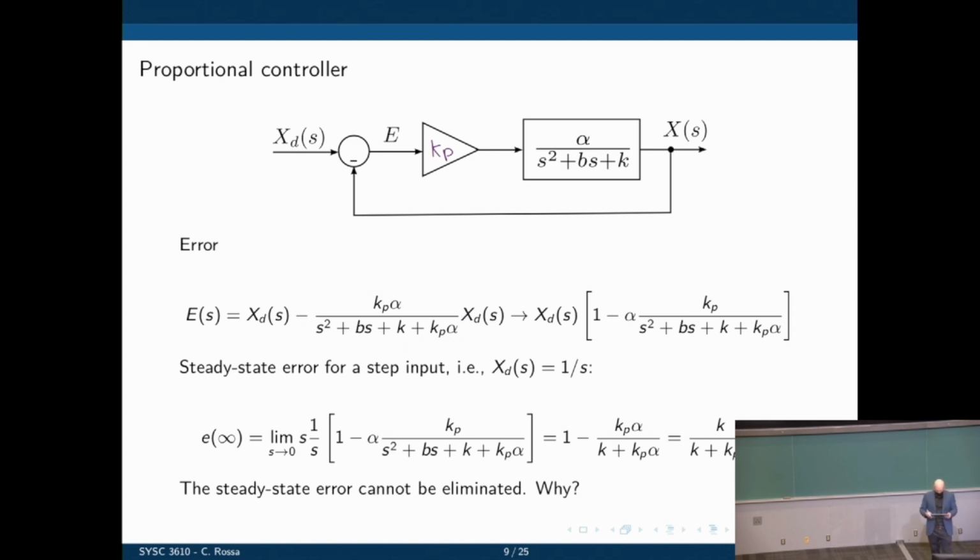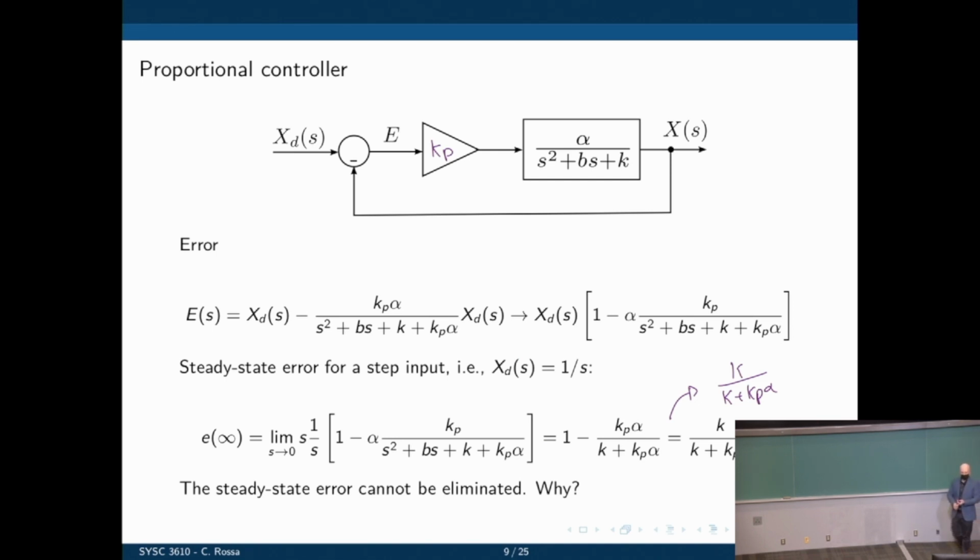And you can now calculate the steady state error for a step input. Just set x of t equals to 1 over s. And the result here, for those that are at home, let me just write here because my image is on top of it, is K plus Kp alpha. So what we can do with this is look at the result. The result says that this steady state error can never be eliminated.